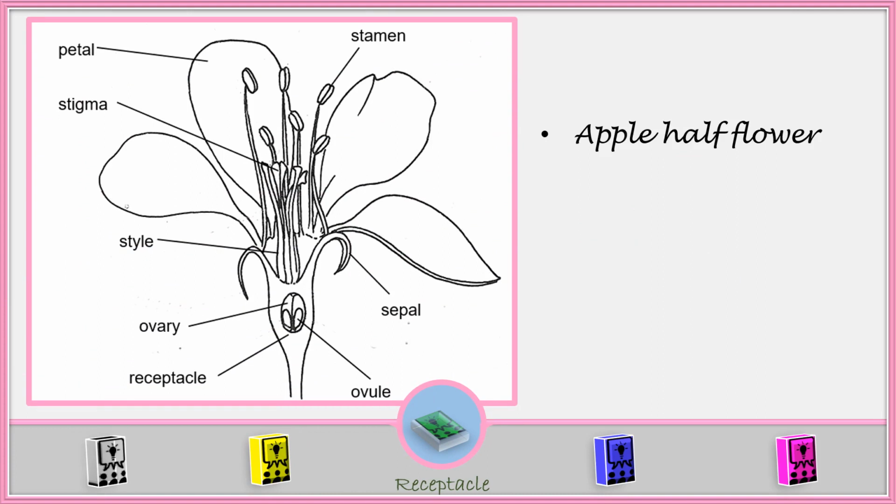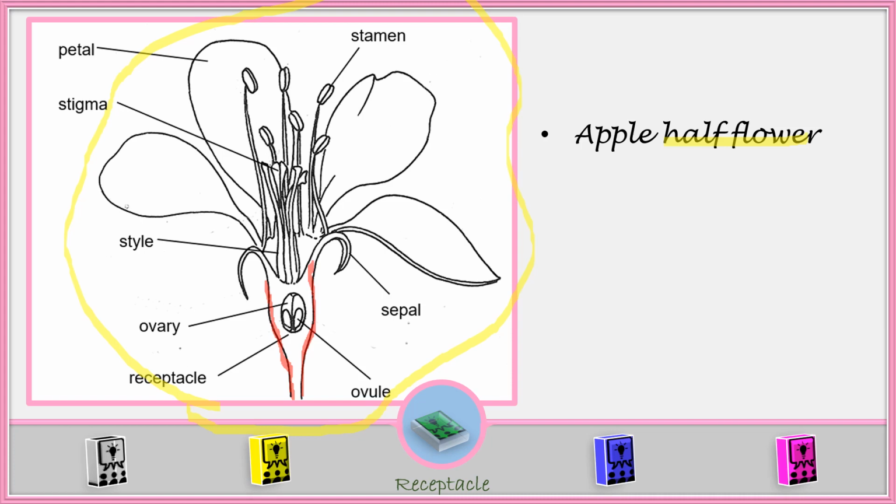Now we go to the apple half flower. Let's look at our apple half flower. This is the flower of the apple plant, and we can see that it has got a receptacle. Now I want us to be very clear here when we are looking at this flower. You can see that from down here, this is our receptacle. All of this one is our receptacle.